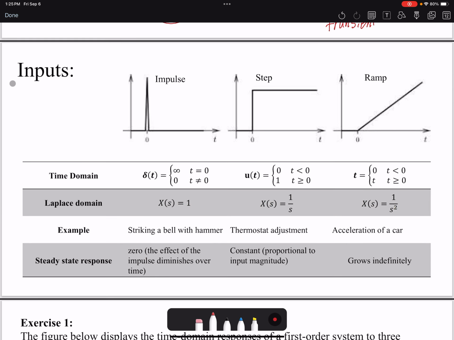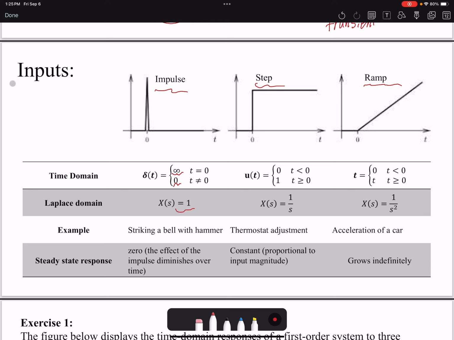If you look at the inputs, there are 3 main common inputs in system dynamics: impulse, step, and ramp. The mathematical equation for impulse is that at time 0 we have infinity, and at any other time it is 0, which means that we have a sharp excitation and then it goes to nothing.